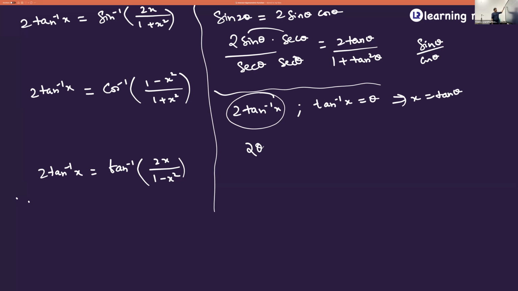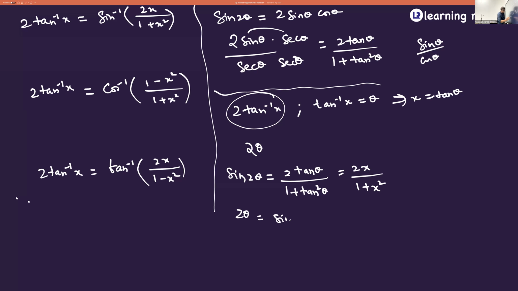So if you see, all the left hand parts is 2 theta. If you take sine of the 2 theta, then what will you get? When you take sine of 2 theta, you can write it as 2 tan theta divided by 1 plus tan square theta. So 2 times, what is the value of tan theta? X, divided by 1 plus x square. So 2 theta will be equal to sine inverse of 2x by 1 plus x square. But what is theta? Tan inverse x.